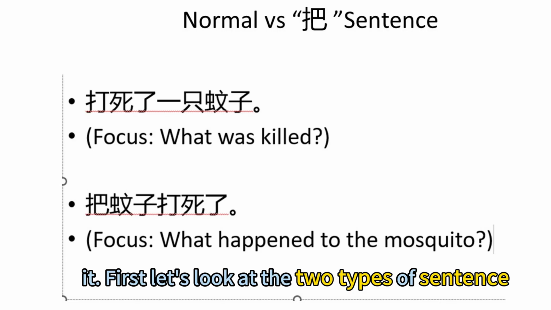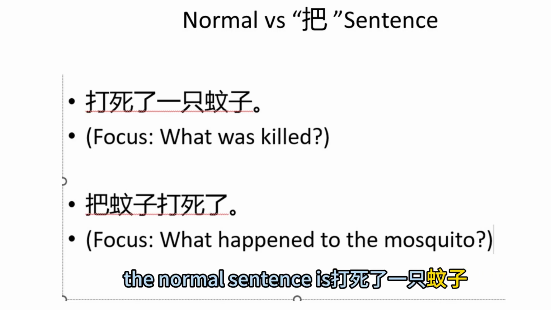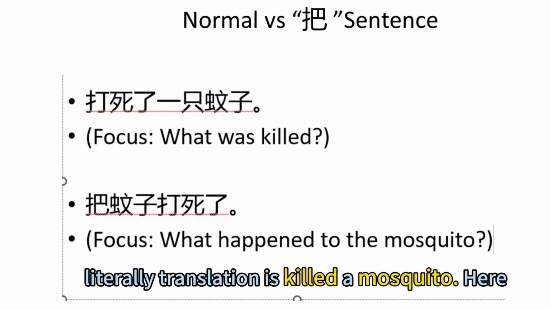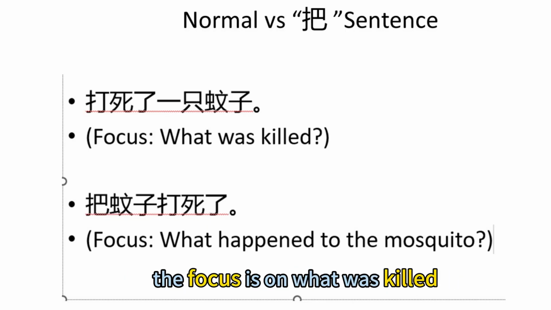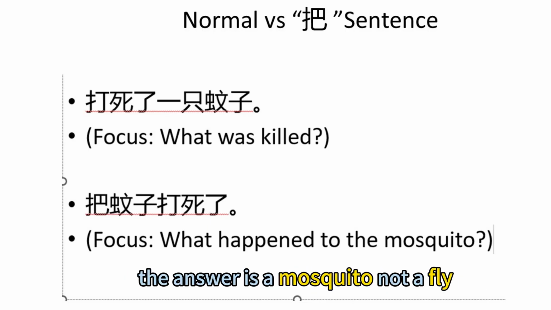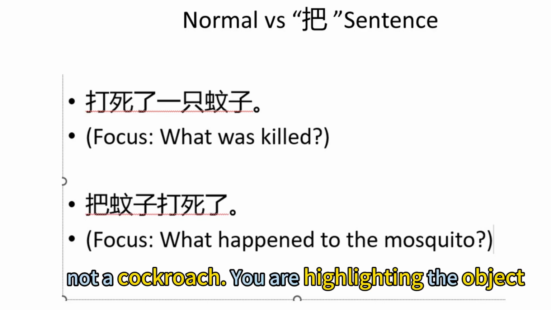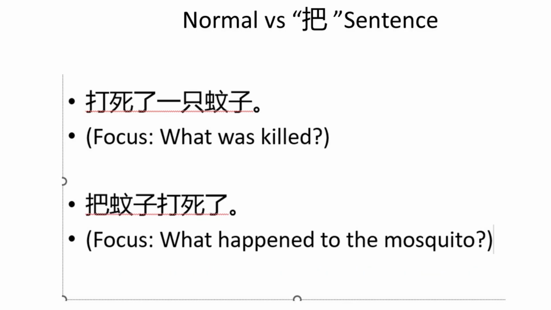First, let's look at the two types of sentence. The normal sentence is 打死了一只蚊子. Literal translation is: killed a mosquito. Here, the focus is on what was killed. The answer is a mosquito, not a fly, not a cockroach. You are highlighting the object.